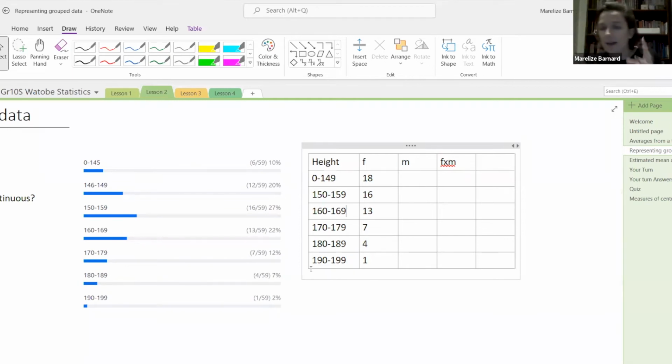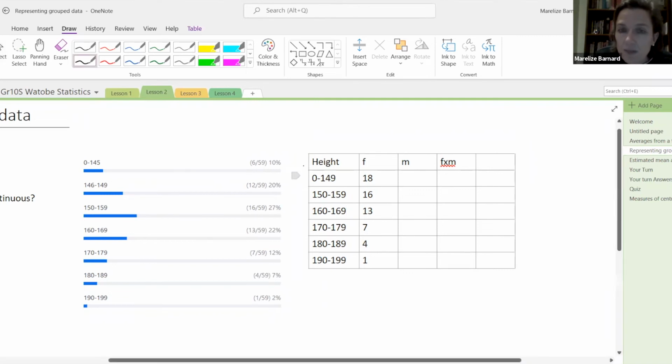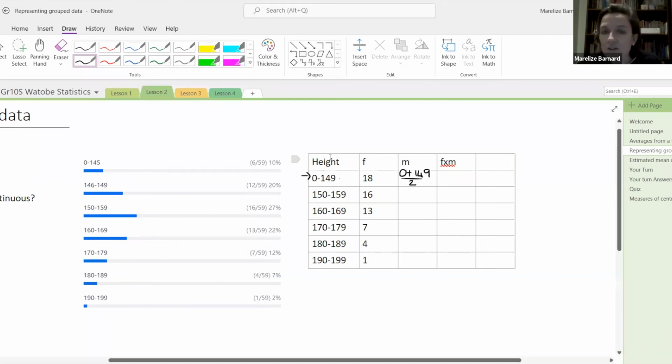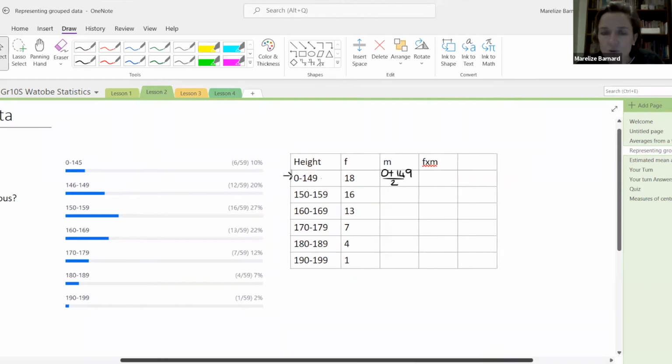But because we only have your heights in these groups, the best we can do is estimate the mean. So to estimate the mean, draw up a table like this, and we find the midpoint of each group. How do we find a midpoint? Well, we take two data values and divide by 2. So we're going to take 0 plus 149 and divide it by 2. That is going to give me the midpoint for this first interval. We call it an interval. Then we're going to take 150 plus 159 divided by 2, and that's going to give me the midpoint for that interval.